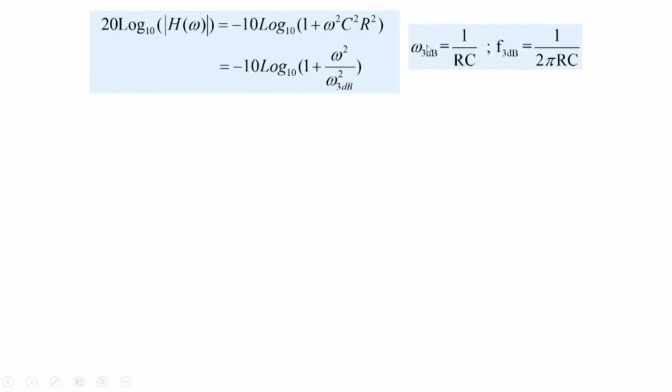All right, so omega 3 dB we write as 1 over RC, and this is of course in radians per second. Converting it to hertz, the frequency will be 1 over 2 pi RC. And why are we calling it 3 dB? Well, if I put omega equal to omega 3 dB here, it becomes log of 2, and log of 2 is 0.3, so it becomes minus 3 dB. That's where the name 3 dB comes from.